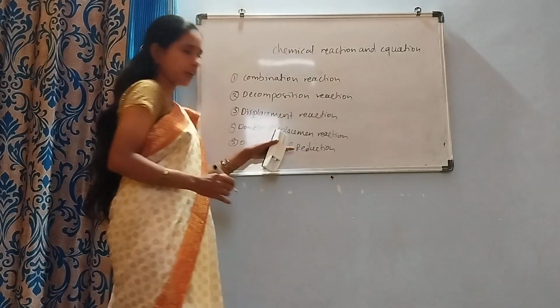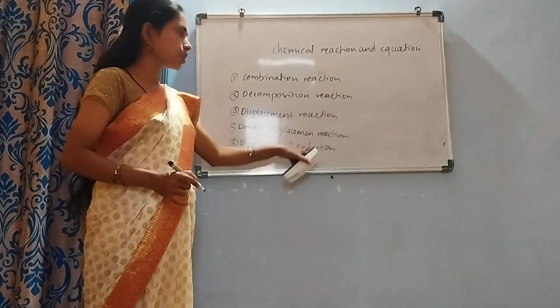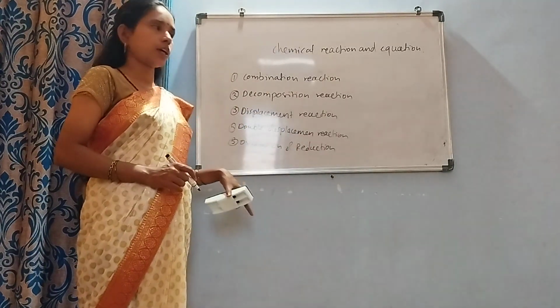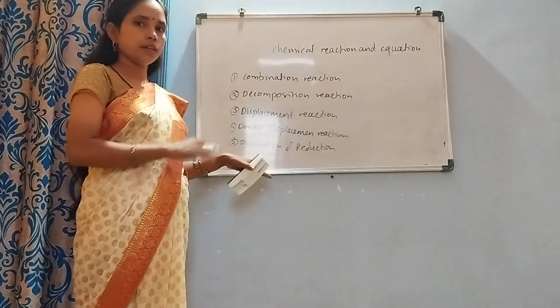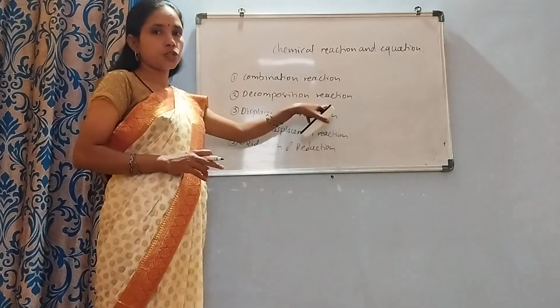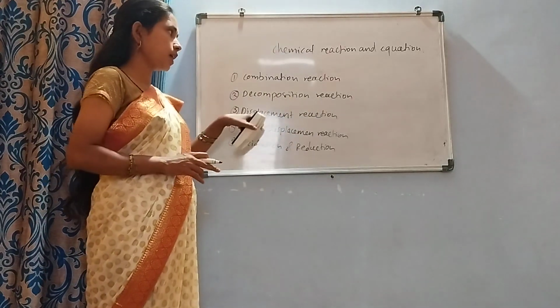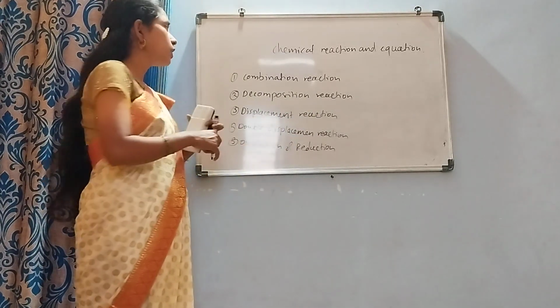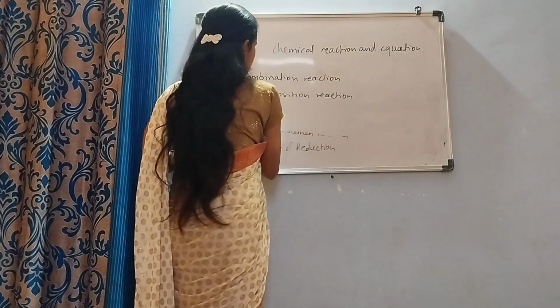In certain chemical reactions, oxidation as well as reduction happen simultaneously. We call that reaction a redox reaction. That I will discuss in detail. Today in this class I am going to discuss mainly combination reactions and decomposition reactions. The other three reactions I will discuss in the next class. So first I will discuss the combination reaction.